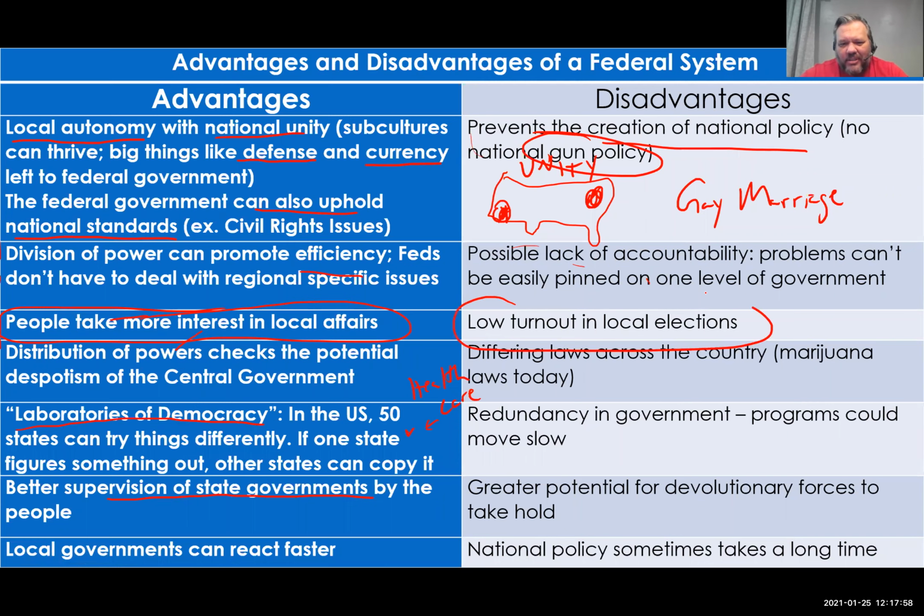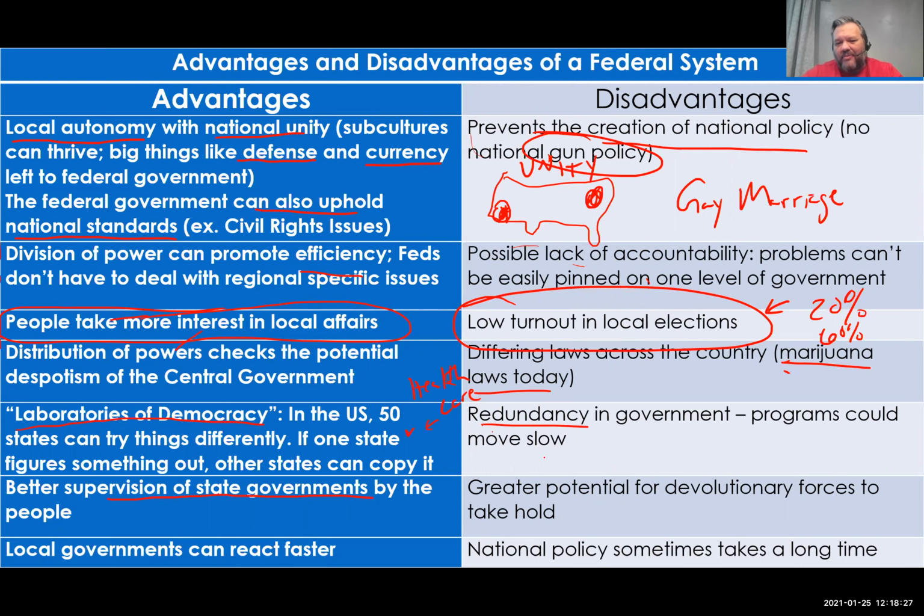We do see this, and this is a weird one. In local elections, you might get 20% of the voters to turn out on a good day. In the last presidential election, I think it was something like 60%. And so we tend to turn out for the elections that have the least impact on us. Local laws are the ones that have the biggest impact on us, but we turn out at a far lower rate. It's weird. Next one, differing laws across the country. Think about marijuana laws today. We talked about that already.